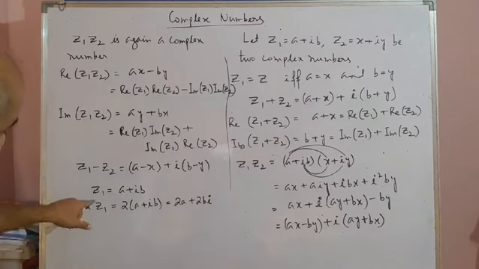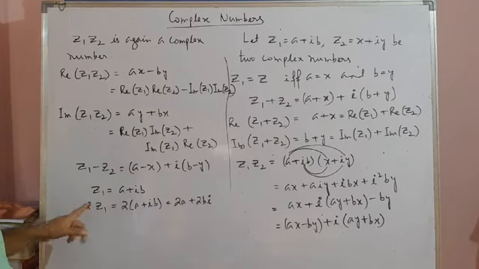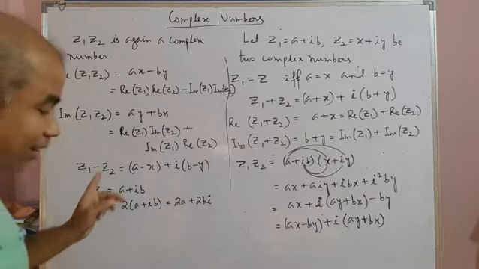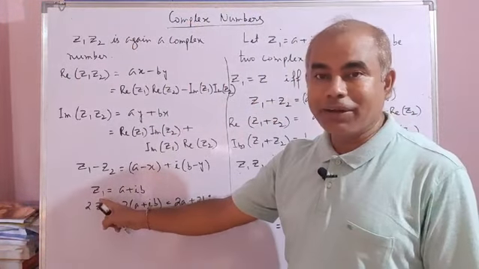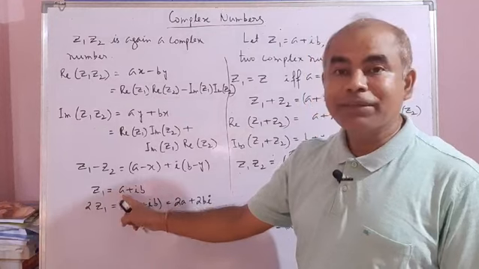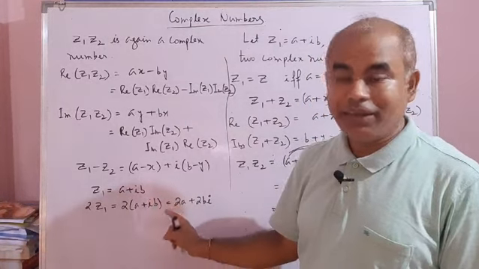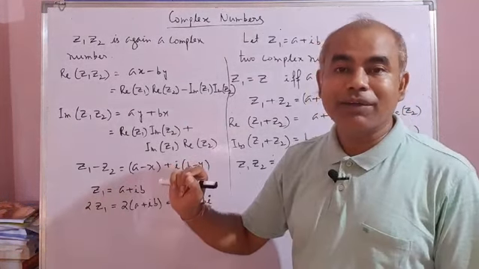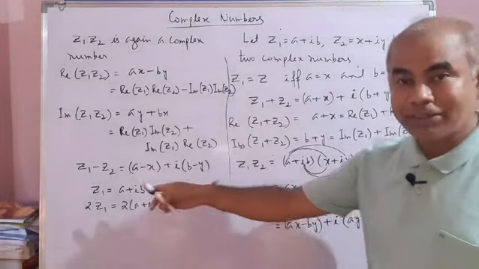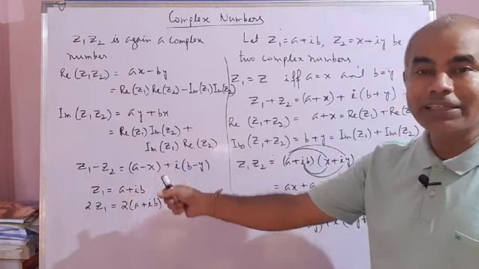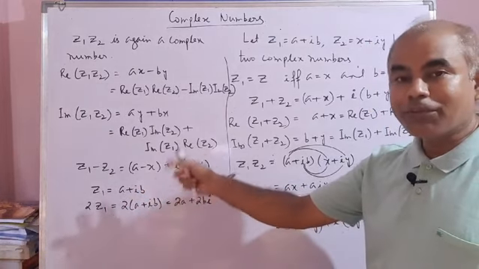So in this process, instead of 2, if I multiply by minus 1 with Z1, then what will I get? Minus a plus i into minus b. That is the negative of our given complex number. So actually subtraction means, as I told you, the addition of two complex numbers of opposite sign.